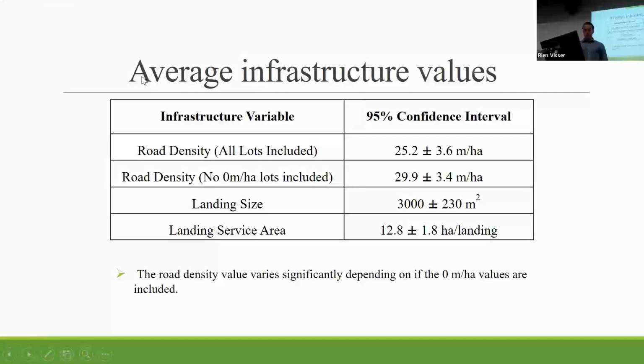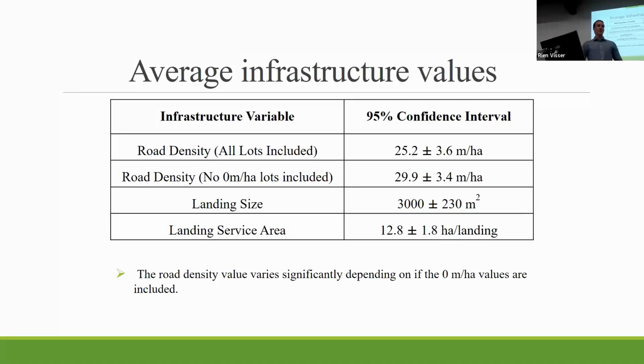Here the results for the infrastructure variables are displayed along with their 95% confidence interval. Two values are listed for road density. The first average shows the road density with the 15 values of 0 metres per hectare included. The second shows the road density with these values excluded. The road density value not including 0 metre per hectare values was used to assess the independent variables' influence and was considered to be the more beneficial result to report. This is due to the 0 metre per hectare woodlots significantly lowering the average.